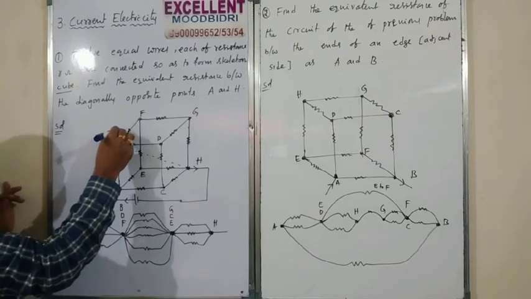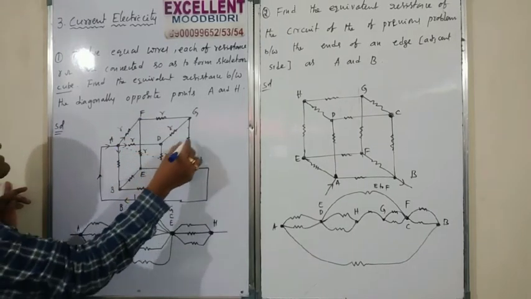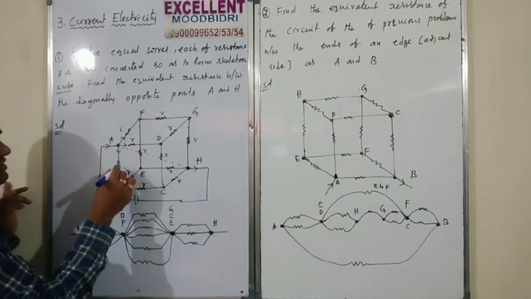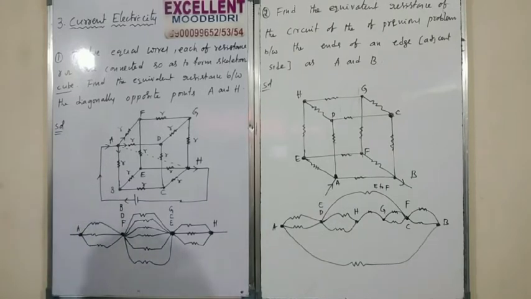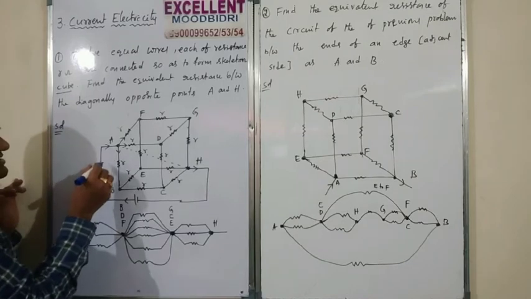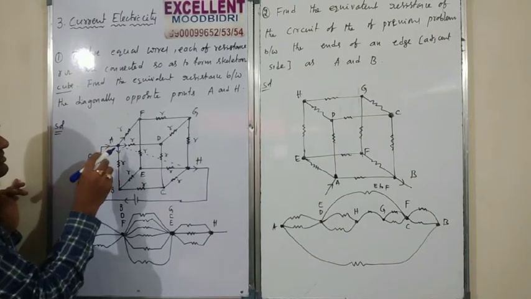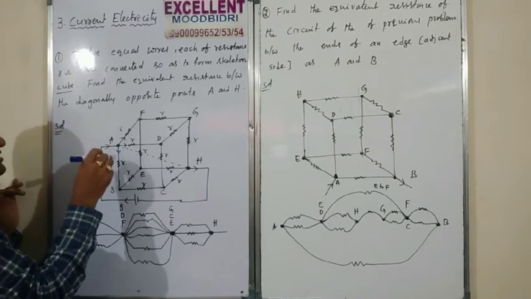Each resistance is given as small r. How many resistors are there in total? 12 resistors, 12 wires are there, and each wire has the same resistance, small r. Now we have to observe the current distribution here. The current I enters here, at the first junction point, and leaves in these directions.